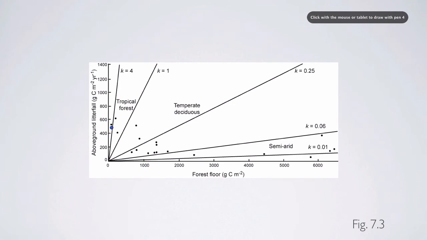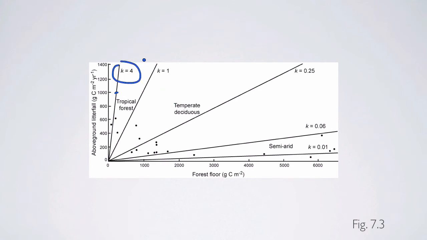In a tropical forest, production is high, but decomposition is high. And the ratio here ends up being relatively high because decomposition is so much faster. And so in that case, we don't have a lot of carbon that's sitting in the forest floor, but we do have a lot of production. On the opposite end of the spectrum, we get into temperate deciduous and then the semi-arid systems, so drier systems, where decomposition is really inhibited relative to production.